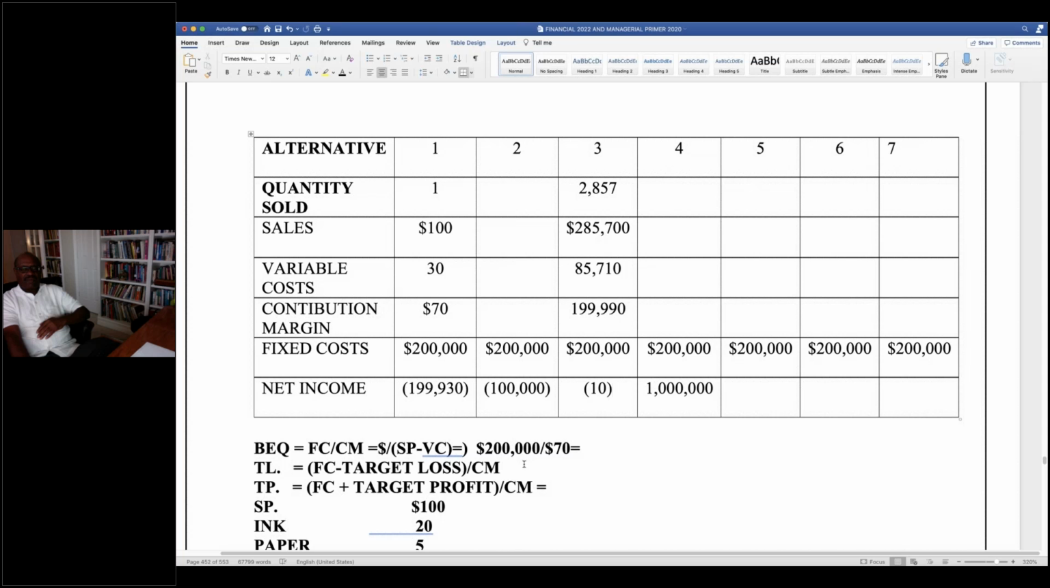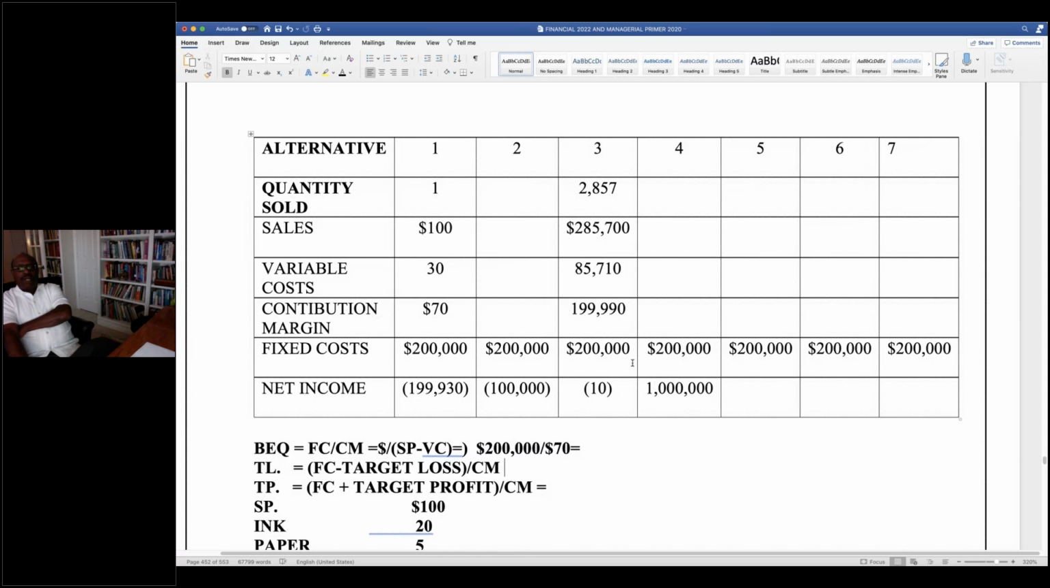This is for the second column? Yes. I'm just making sure of the terminology. So when the net loss is already calculated, that would be considered the target loss? Correct. And then what is TP? Target profit. Got it.